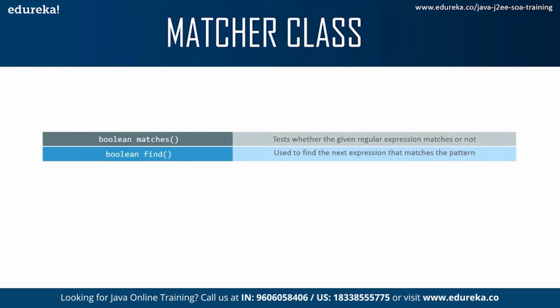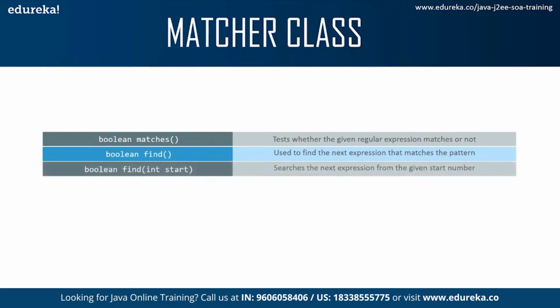So once you get the matches, then it will go ahead and find the next expression which will be able to match the pattern or not. If not, it stops there, and then it will again go ahead and find the next one. Next, boolean find(int start). So here I'm passing the parameter called start, and by doing this, it will help to search the next expression from the given start number.